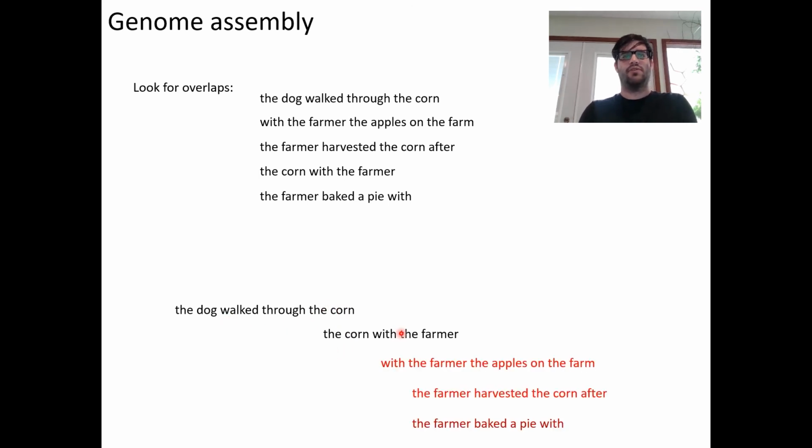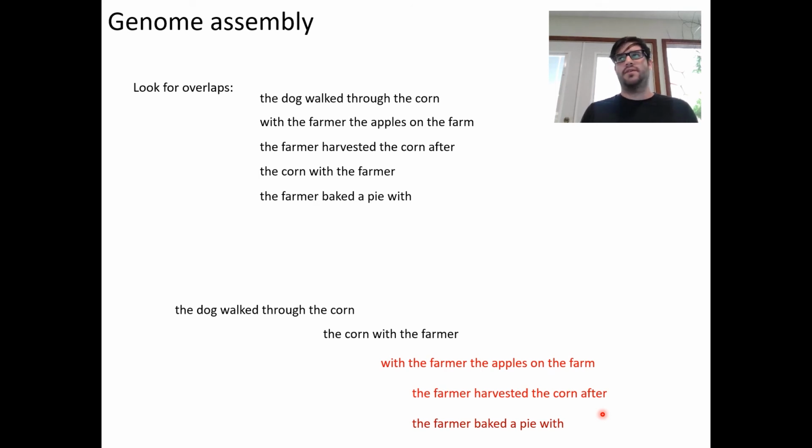But once we get to the farmer, we don't know what the order is. It could be "the farmer with the apples on the farm harvested the corn after," or "the farm baked a pie with the apples." So this is an example where, given this limitation, we don't know what the order is. Does the farmer correspond to this sentence, or this sentence? This is a major issue in genome assembly, and we encounter this problem a lot.